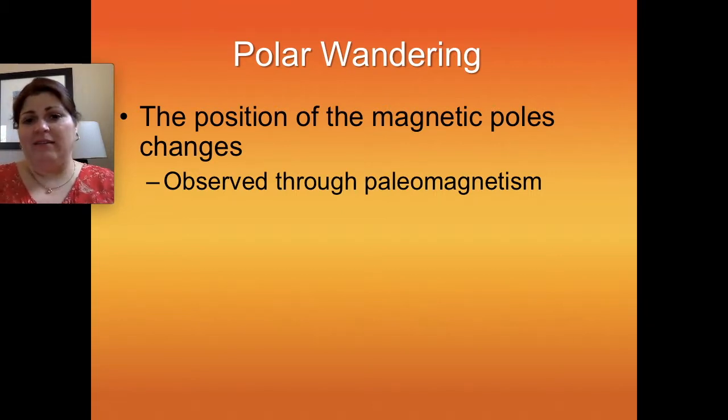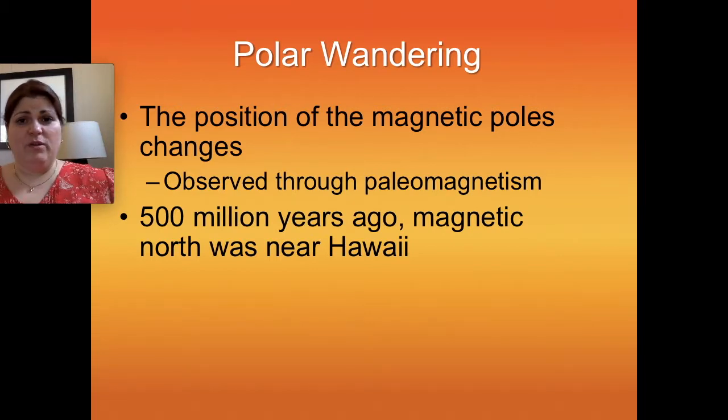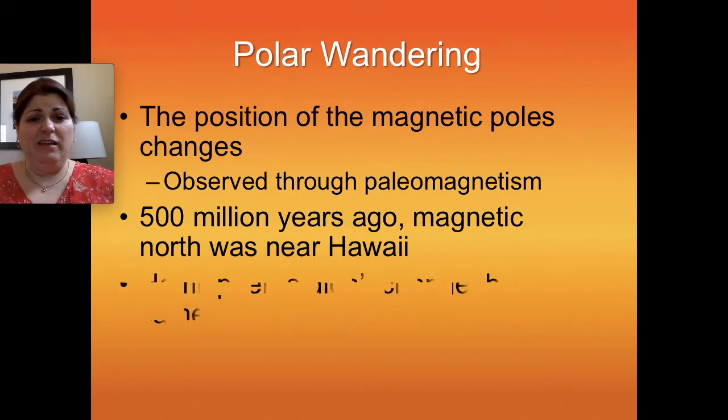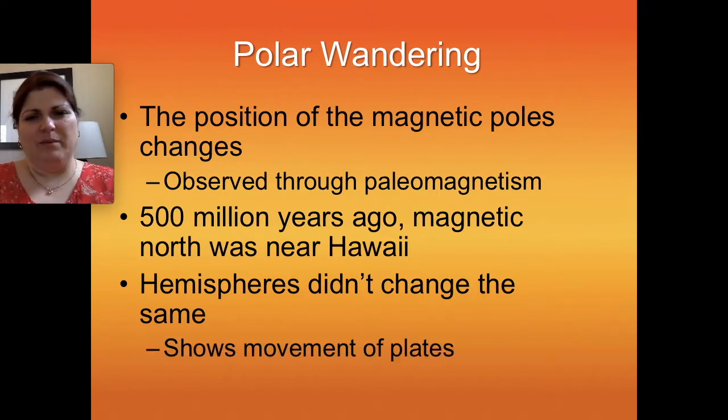In the past, by studying paleomagnetism, we've seen a number of things. Number one, we've seen that the direction of magnetic north hasn't always even been north. We've seen that it's been south. 500 million years ago, a little while after the Cambrian explosion, it was near Hawaii. We also see that the hemispheres didn't change in exactly the same way.